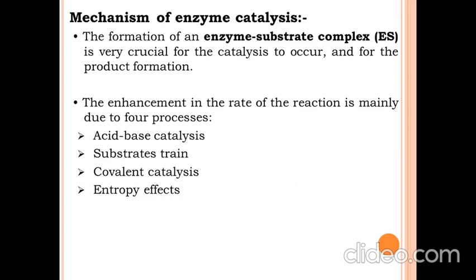Now, mechanism of enzyme catalysis. The formation of enzyme substrate complex, that is ES, is very crucial for the catalysis to occur and for the product formation. So enzyme substrate complex formation is a very important step for all types of catalysis and product formation. Next, the enhancement in the rate of reaction is mainly due to 4 processes. तो जो catalysis की rate होगी उसे enhance करने के लिए 4 processes बहुत important हैं.